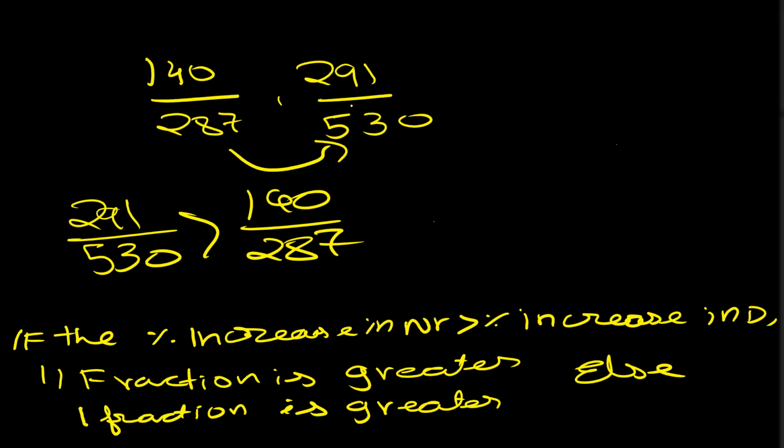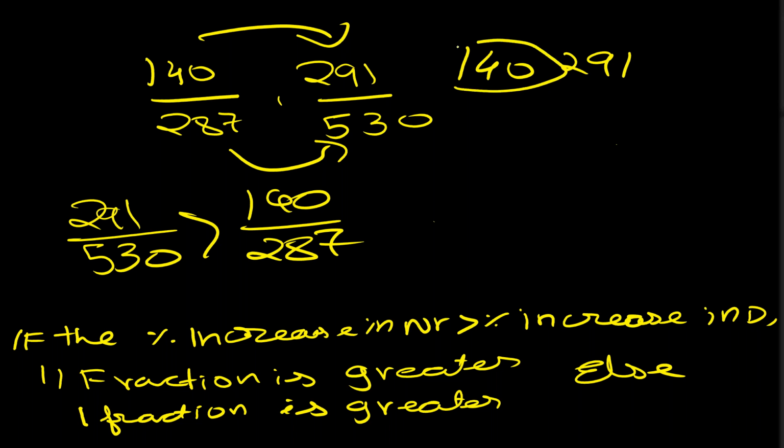Okay, my first step, I'm supposed to see whether the numerator percentage increase or the denominator percentage increase is more. So first, 140 and 291. Let me take 140 as 100 percentage. If I want to find 200 percentage, that means I'll have 280, right? Yes or no? Yes. So I'll have 280, but the given number is 291. That means it is increasing how many percentage?